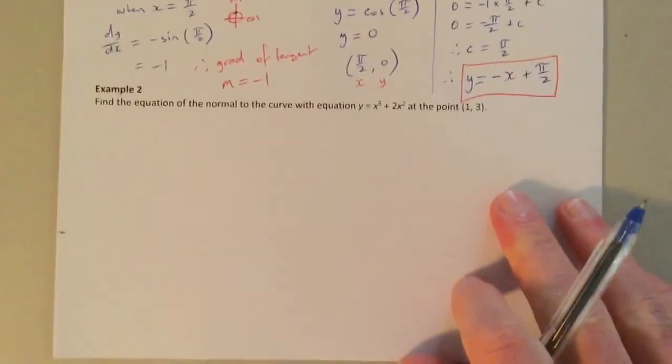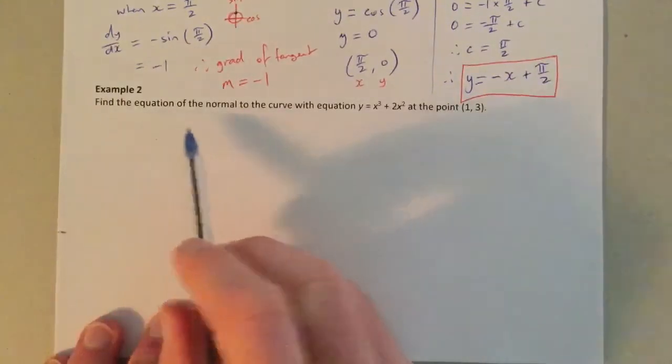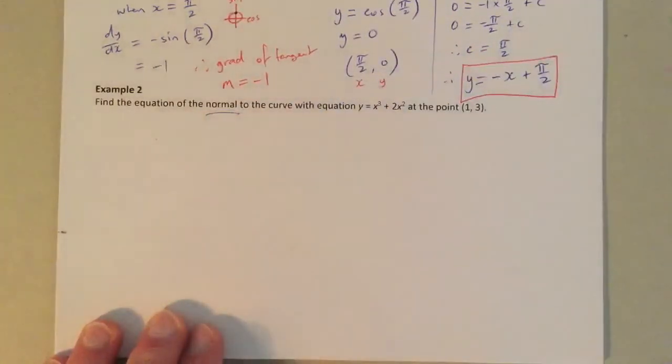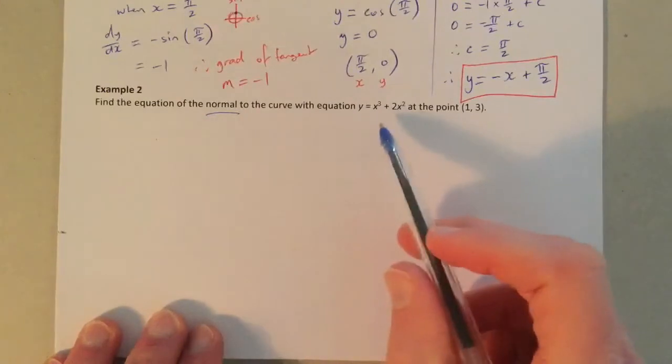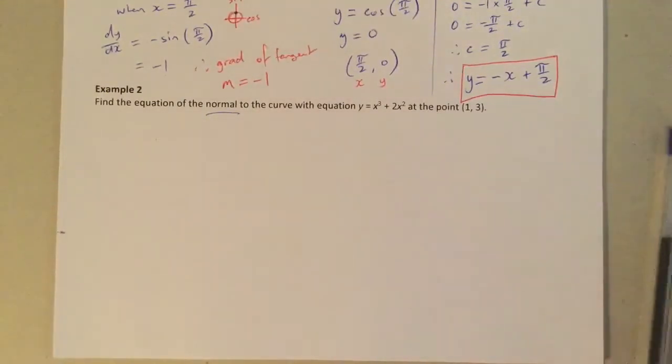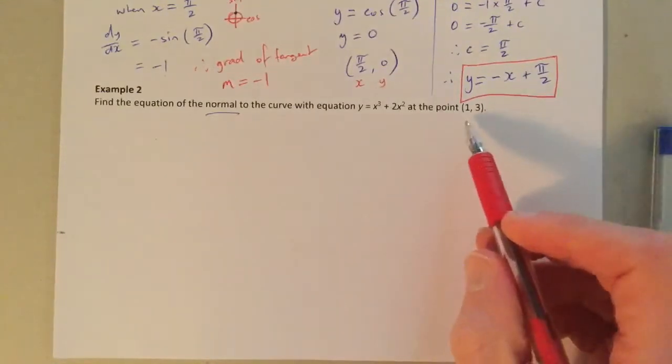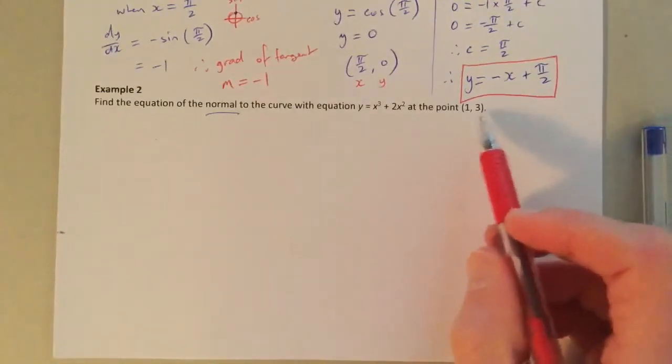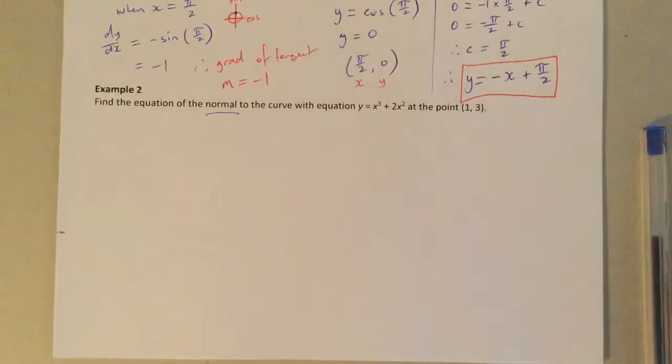Okay, second example. This one's asking us to find the equation of the normal to the curve with equation y equals x cubed plus 2x squared at the point (1, 3). So this is nice. They've actually already given us the x coordinate and the y coordinate, which we will need to sub in towards the end of this process.